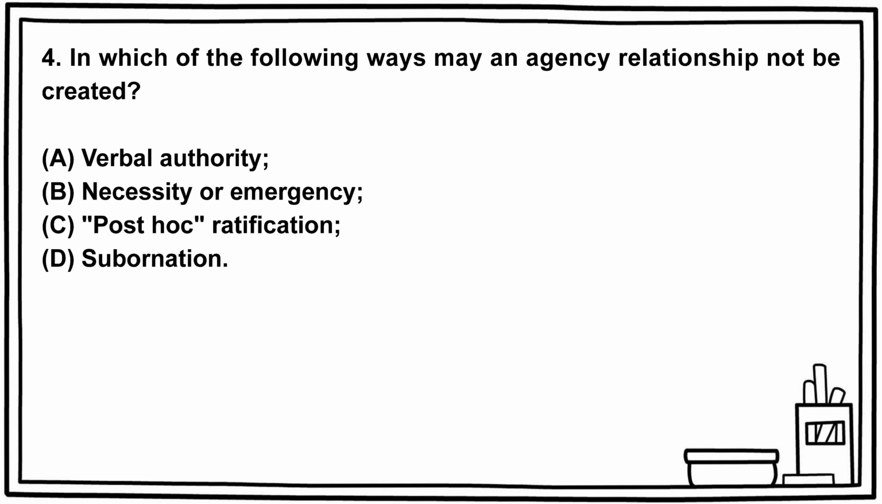4. In which of the following ways may an agency relationship not be created? A. Verbal authority. B. Necessity or emergency. C. Post hoc ratification. D. Subornation.